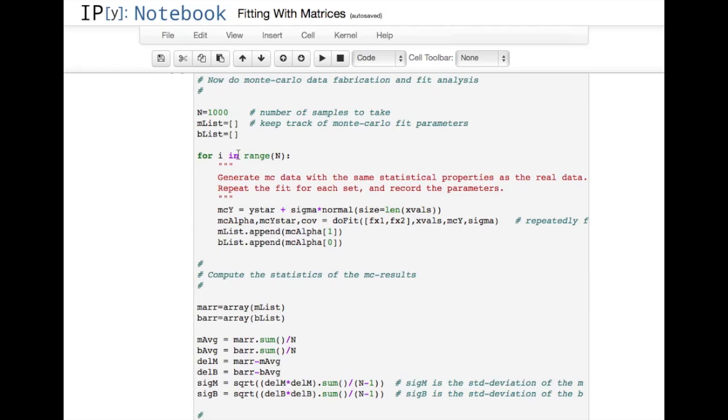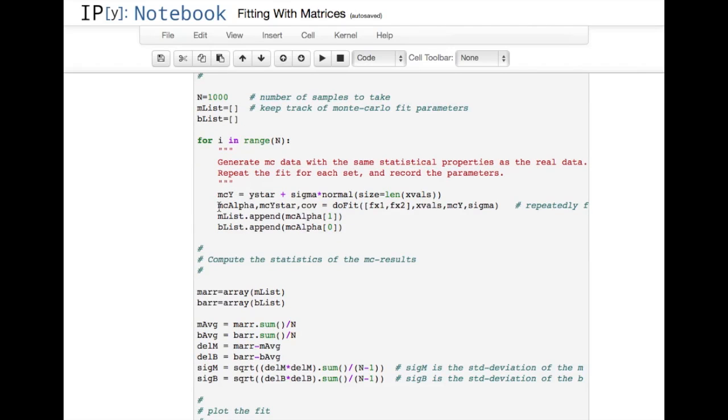So basically I'm going to do 1,000 trials. I'm going to keep a list of the M's and the B's. In this case, it's a linear model. I'm going to calculate fabricated Monte Carlo data. I take the model and I add a normally distributed random value to each element of the model, multiplied by the uncertainty in that particular element. Remember, sigma is an array. The normal distribution gives me normally distributed random numbers between minus infinity and plus infinity with a standard deviation of 1. So this is going to give me a standard deviation of sigma, and I'm going to add that to the Y stars, and then I'm going to fit it.